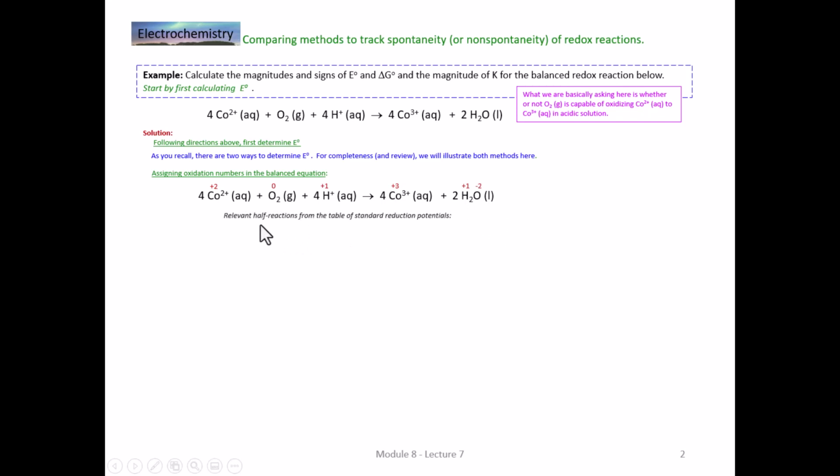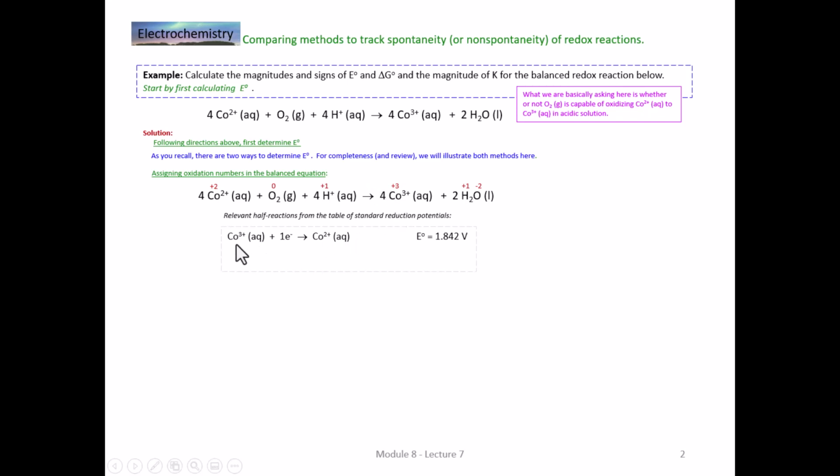And we can write out the relevant half reactions. The relevant half reactions would be cobalt-3 plus 1 electron going to cobalt-2. And you might ask, now wait a minute, that's not the half reaction that we're talking about here, because if we're going from left to right, the half reaction would be cobalt-2 going to cobalt-3, and you are correct.